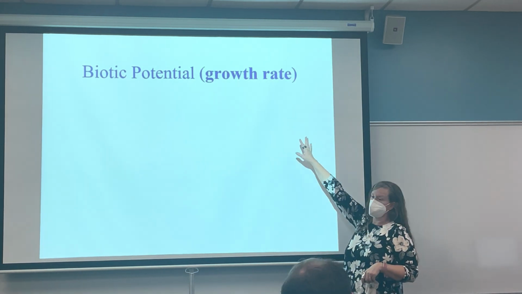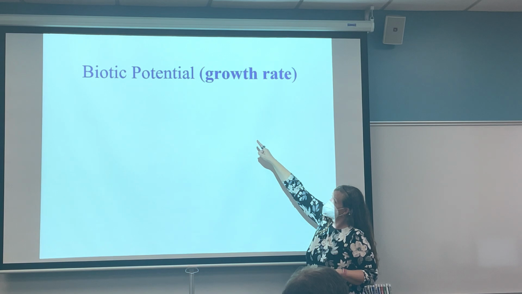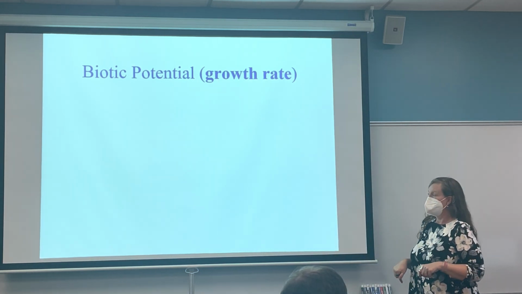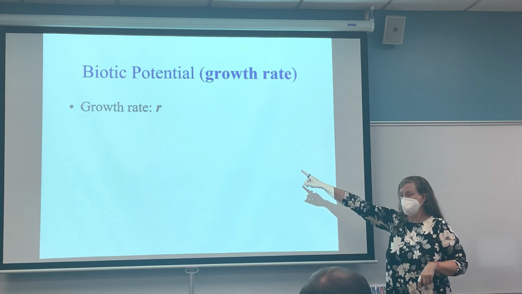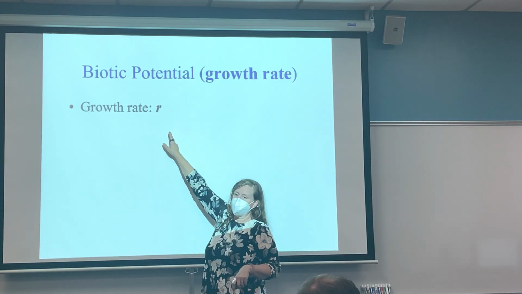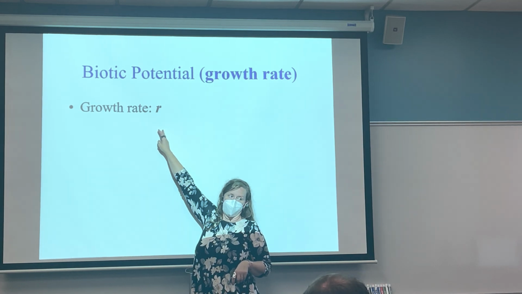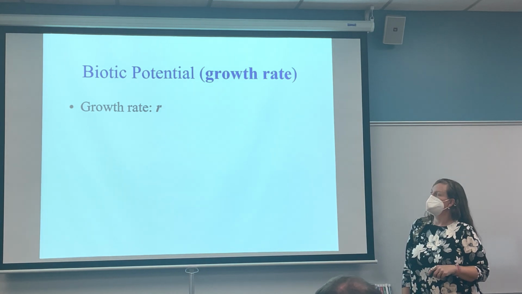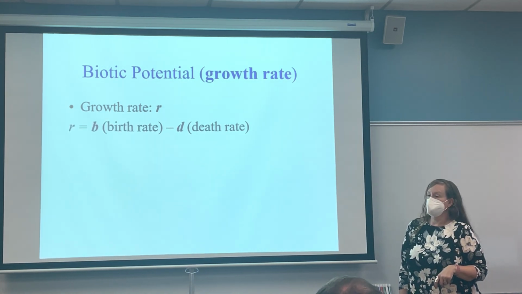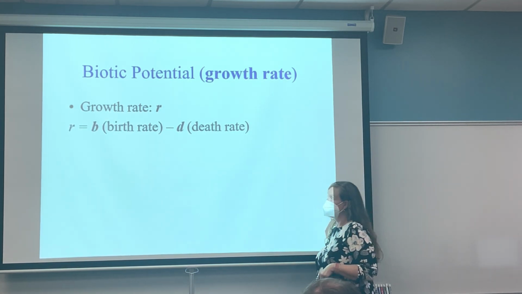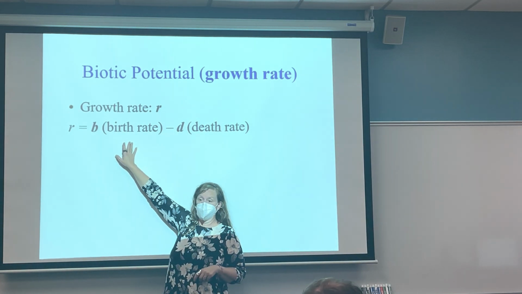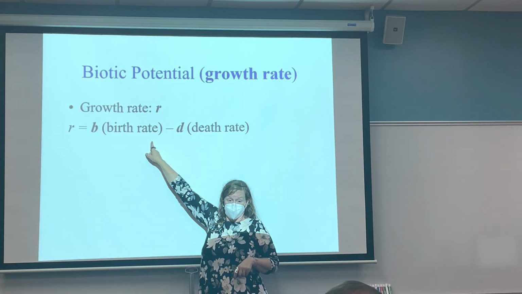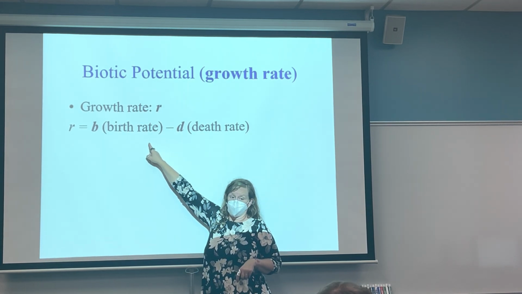All right, so biotic potential. When we're talking about biotic potential, the growth or potential of that population, we are going to say growth rate. We're going to symbolize it as this italicized lowercase r. The way that we can calculate our growth rate, r, is our birth rate minus our death rate. We're going to have to get a rate, so we're going to do a percentage calculation.